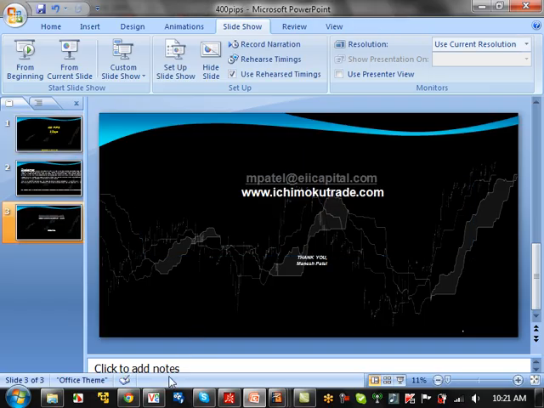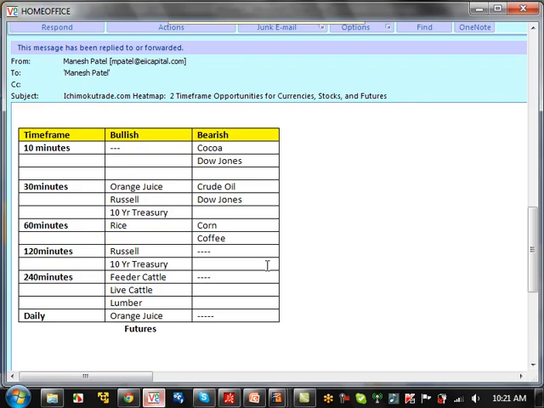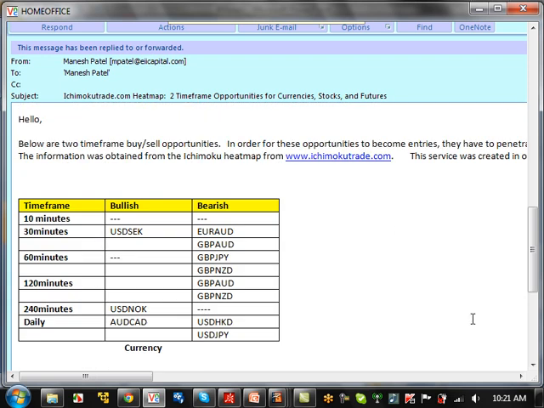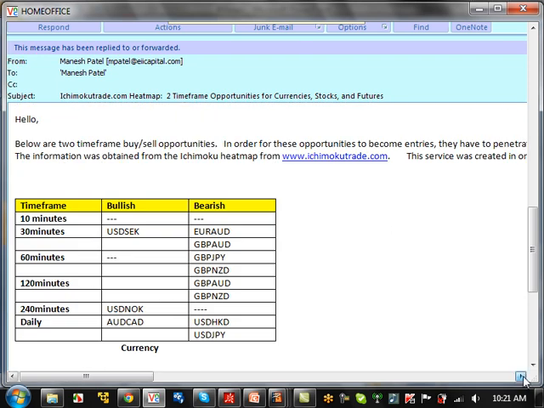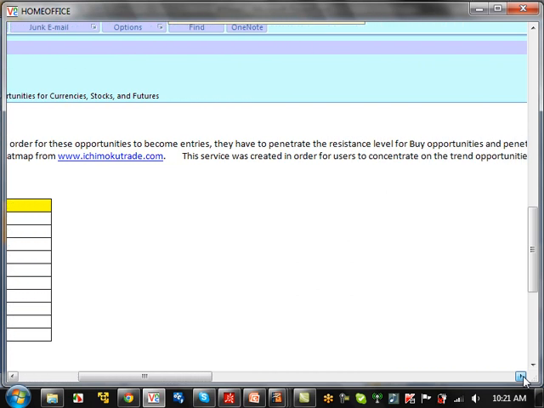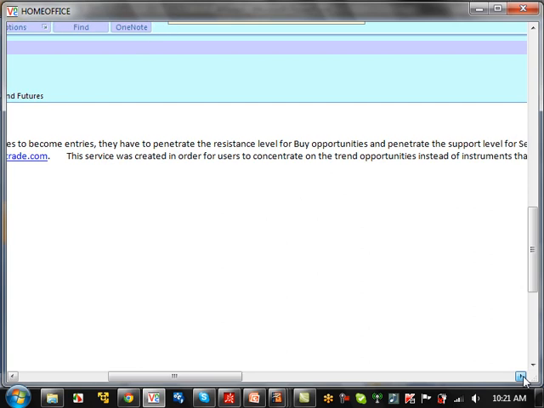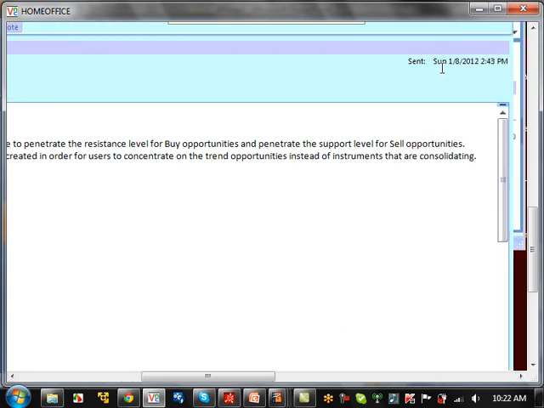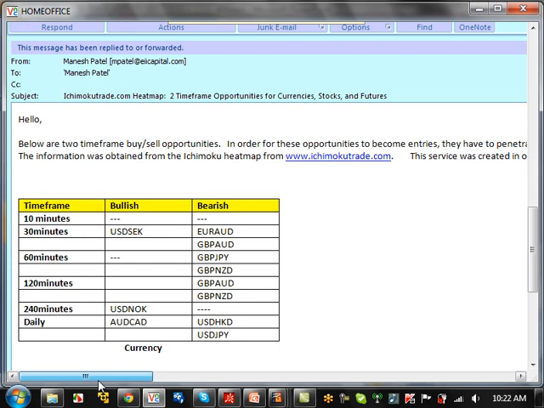So let's begin and show you exactly how you can make those 400 pips. Now, I'm going to scroll up here. This is the email that we send out from our website, and I'm going to scroll back here, and you can see this is the email that we sent out to everyone that signed up for our heat map scanners for the currency. And this was sent out basically Sunday, January 8, 2012, at 2:43 p.m. Eastern Standard Time. This is basically before the currency markets even opened up.